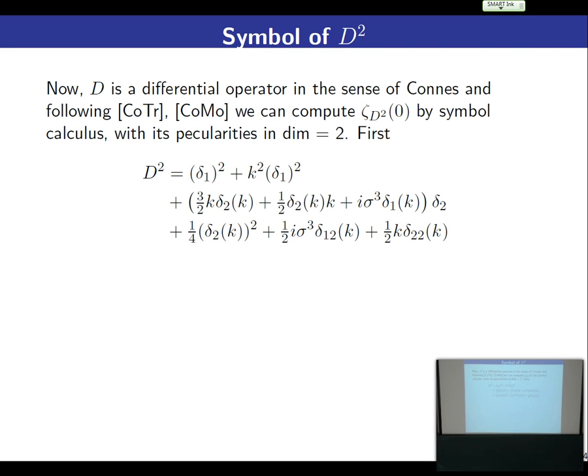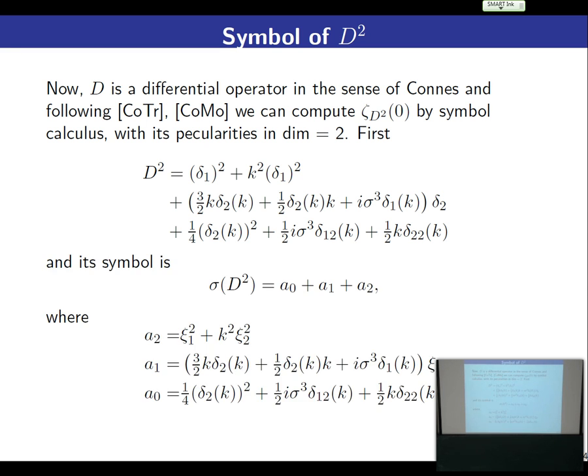Okay. The second order pieces are here. The symbol has three pieces: second order, first order, and zero order. Okay.